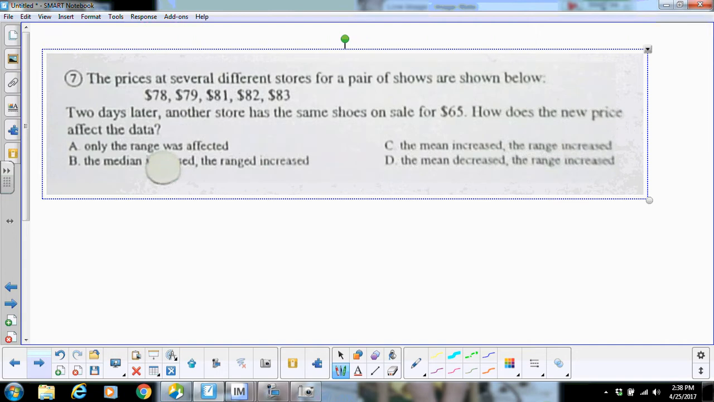Okay, they are already in order. So if you're adding the same shoes for $65, it would add to the front. Okay, how does the new price affect the data? The median, it says, I believe that's increased. And the range increased. The mean increased and the range increased. The mean decreased and the range increased. Okay, so again, you're going to go into your stat. You're going to put that into L1 and L2 and compare. We'll talk about that in class tomorrow.